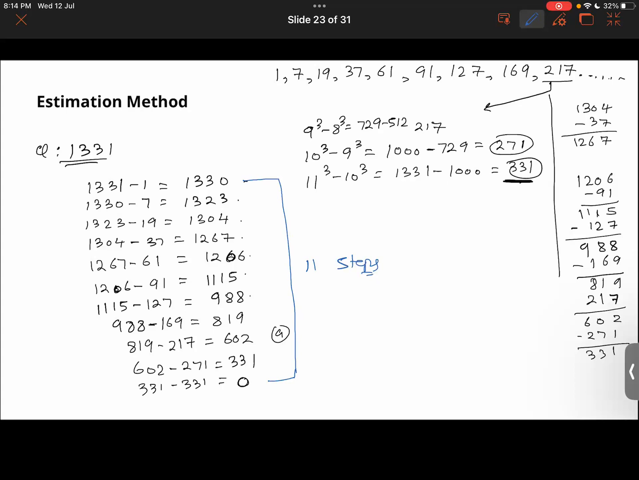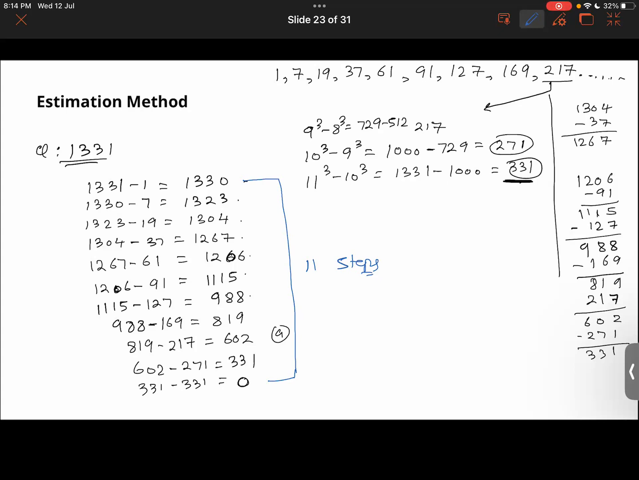Okay. So we conclude one more thing from our discussion: this method is suitable to find out cube roots of smaller numbers only, while for bigger numbers, it is not convenient as it will take too much time.